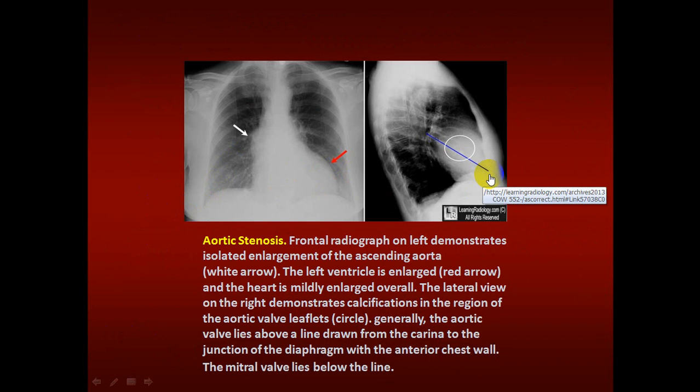Draw a line from this line to that. We'll see above this line is the aortic valve, and below the line is the mitral valve. This is the calcium in the aortic valve in this chest X-ray.